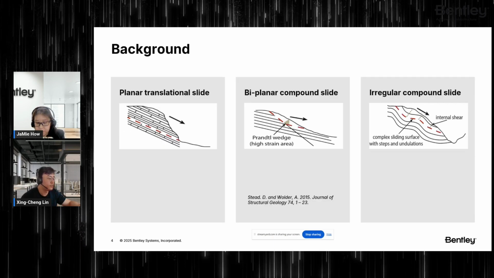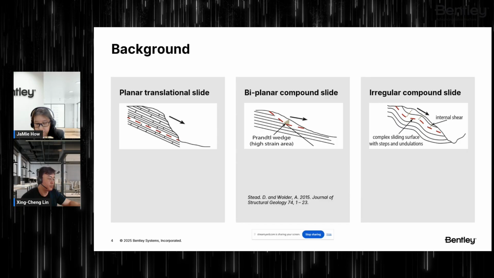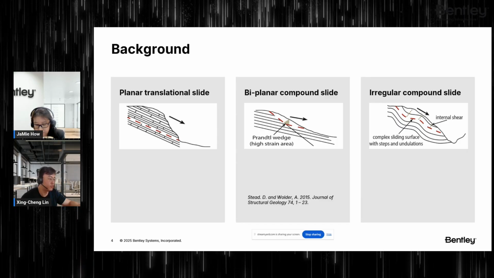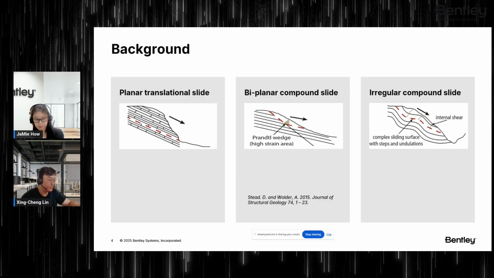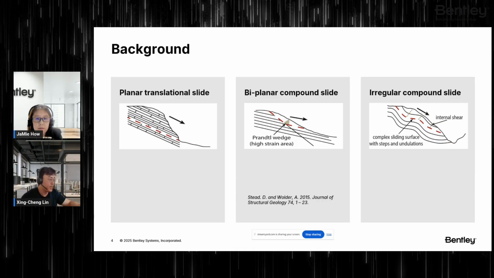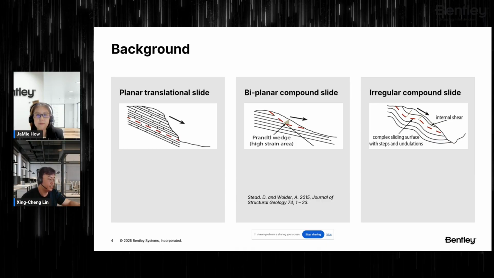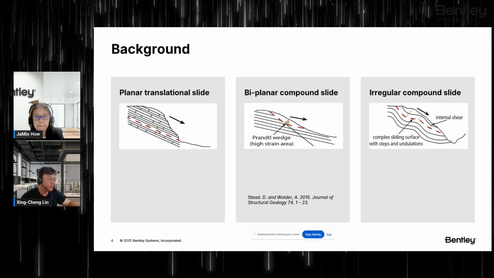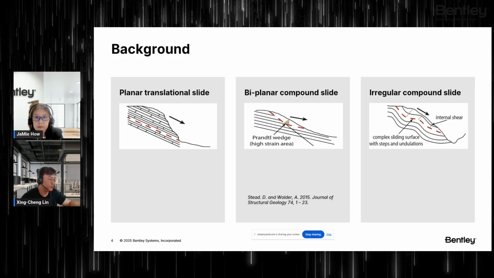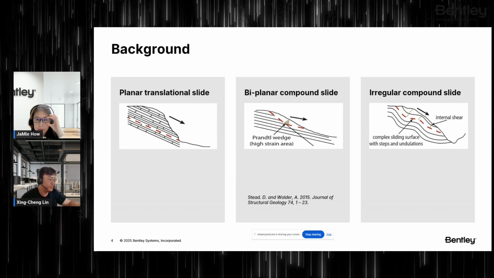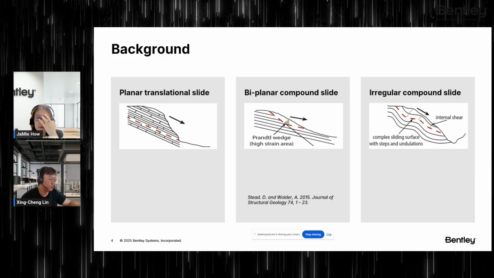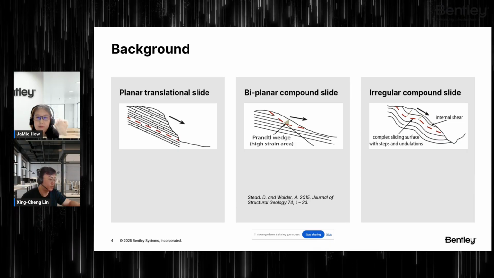So let's consider the case shown here, taken from a paper by Stead and Wolter 2015 from the Journal of Structural Geology. In the first panel, we have a planar translational mode of failure that's apparently controlled by a joint set dipping to the right. In the second panel, there's a single set of bedding also dipping towards the right. But in this case, we have a fault that creates a release surface that allows the wedge to move laterally to the right.